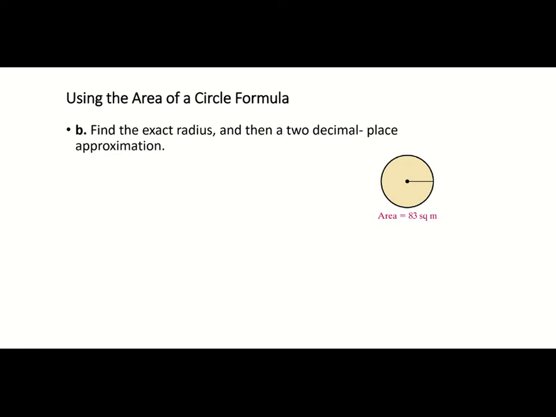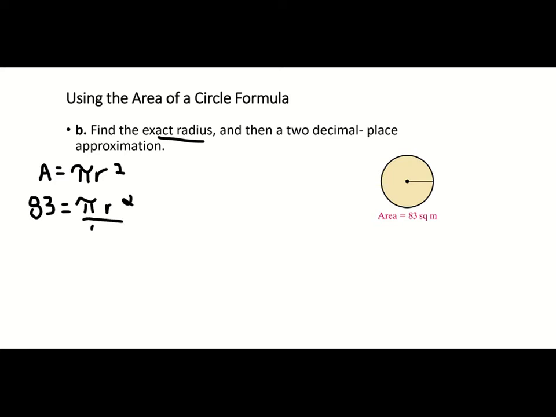All right, so this problem, they gave us the area and they want us to find the exact radius and the 2 decimal place approximation. So remember, our formula for area is area equals pi times radius squared for a circle. I know the area is 83, so I'm going to put my 83 in for A. And then we have pi times radius squared. They want the exact radius and then a 2 decimal approximation.